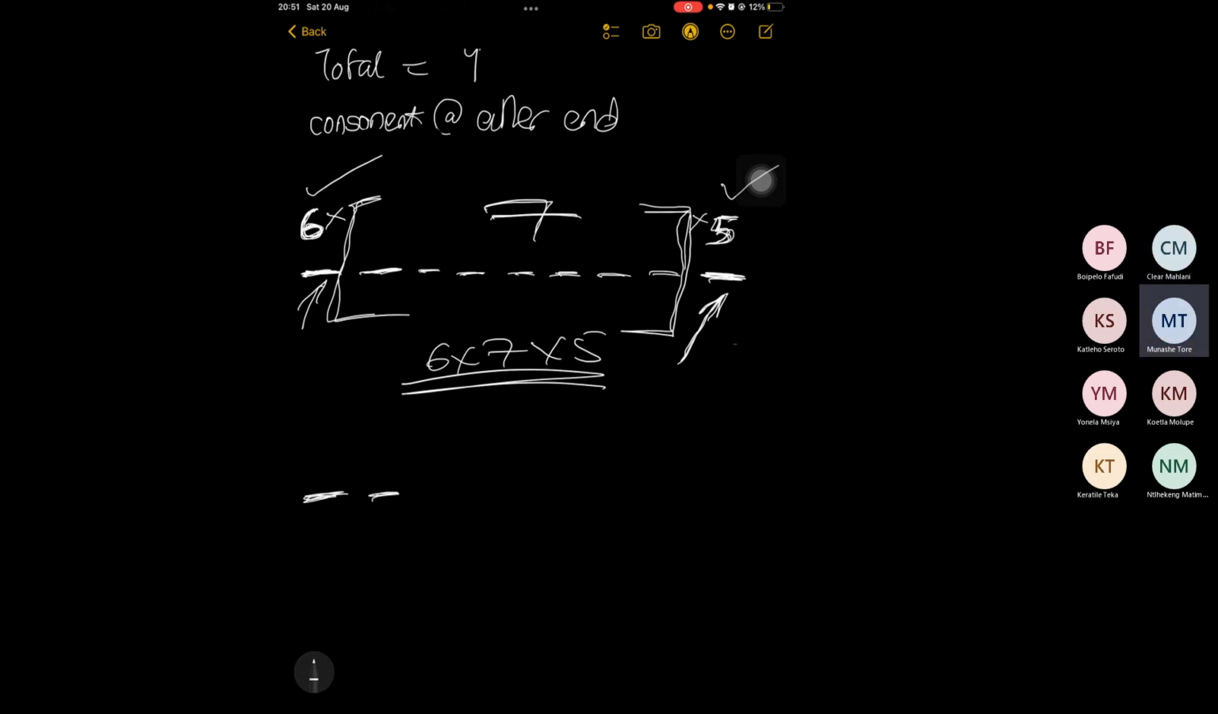Okay, so 1, 2, 3, 4, 5, 6, 7, 8, 9. If we are saying the consonant can be on either end, let's assume it's just here for this case.